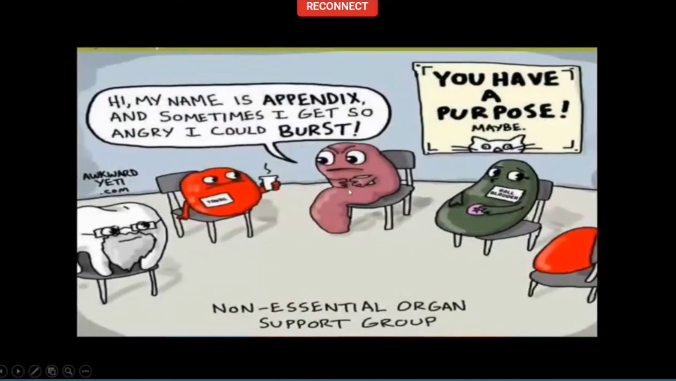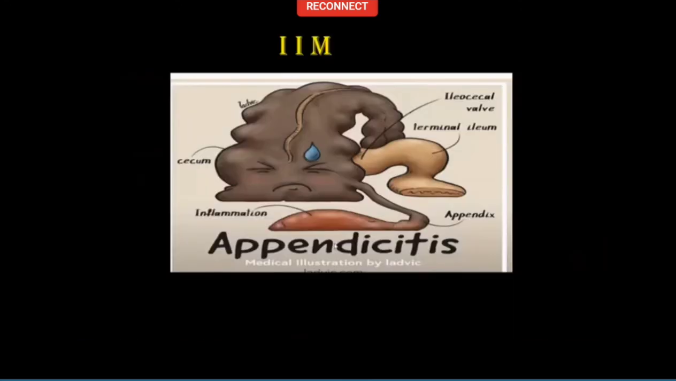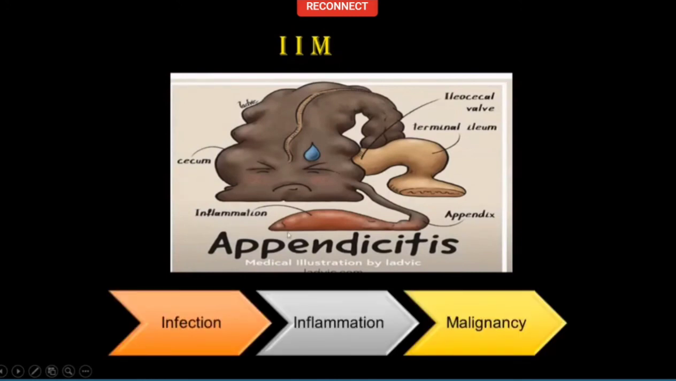So though the king of right iliac fossa is the appendix, the other support group members also need to be thought of. It will not always be the appendix. So always remember IIM, infection, inflammation, malignancy. This is true not only in the right iliac fossa, but anywhere in the body. It starts most of the time with some infection and inflammation, and when it reaches chronicity, it may go into malignancy.